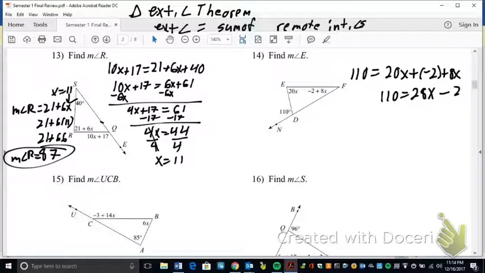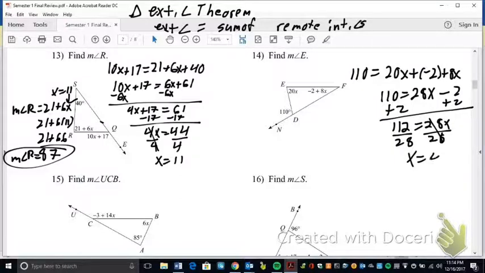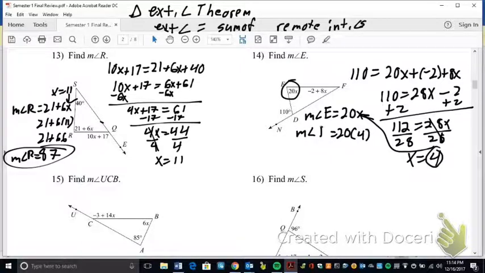So we get 110 equals 28x minus 2. I'm going to add 2 to both sides, so we get 112 equals 28x. That is going to allow us to get x equals 4. We know the measure of angle E is 20 times x. We go 20 times 4, or the measure of angle E equals 20 times 4, or 80.